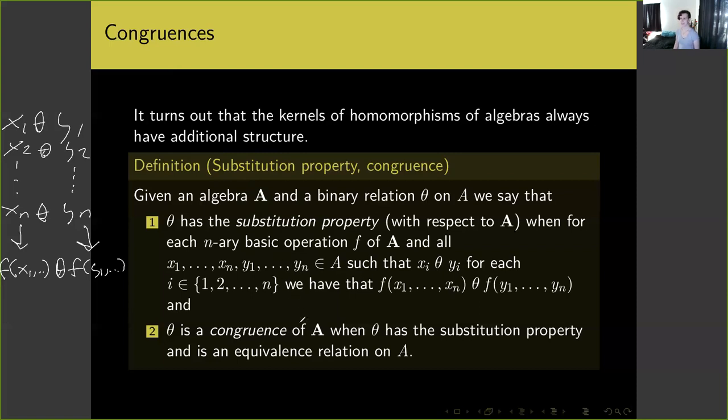So now the second definition that we need is that we say theta is a congruence of A when theta has both the substitution property and is also an equivalence relation on A. So equivalence relations which have this special substitution property, which allows you to do essentially what I've pictured over to the left here, those special equivalence relations are called congruences. And as we'll see, congruences are going to play in universal algebra the same role that normal subgroups play in group theory and that ideals play in the theory of rings.